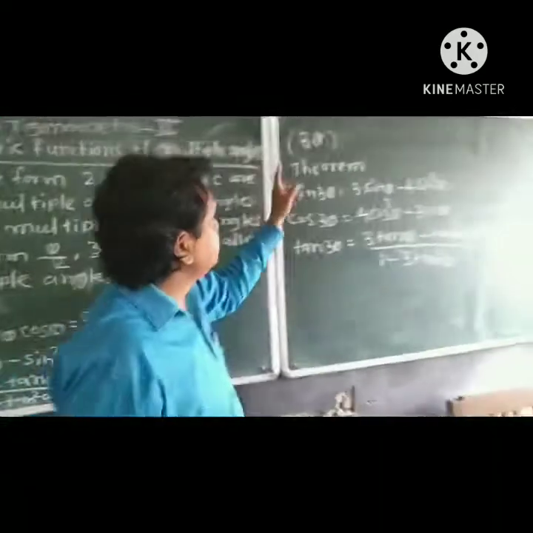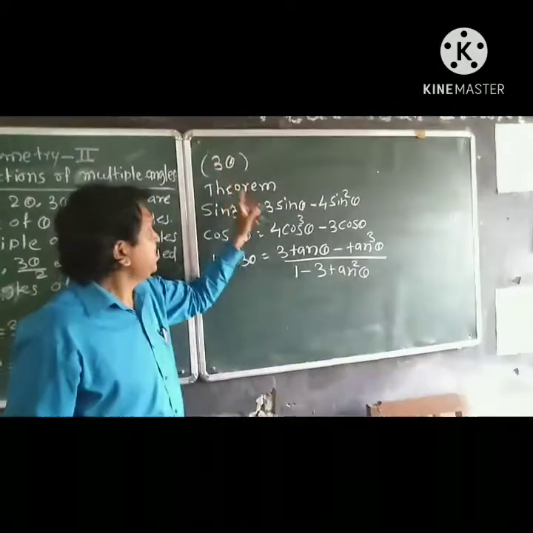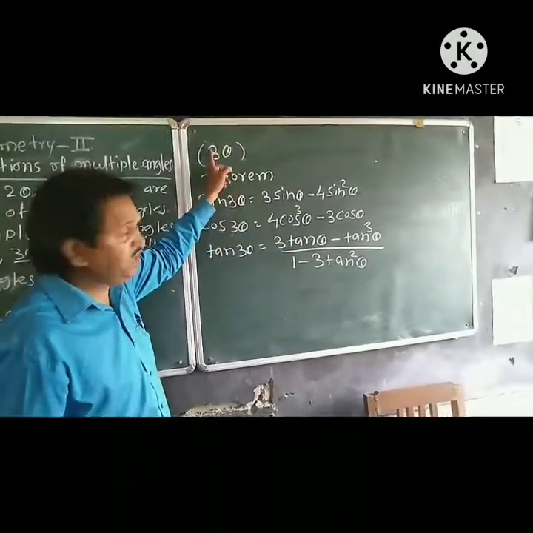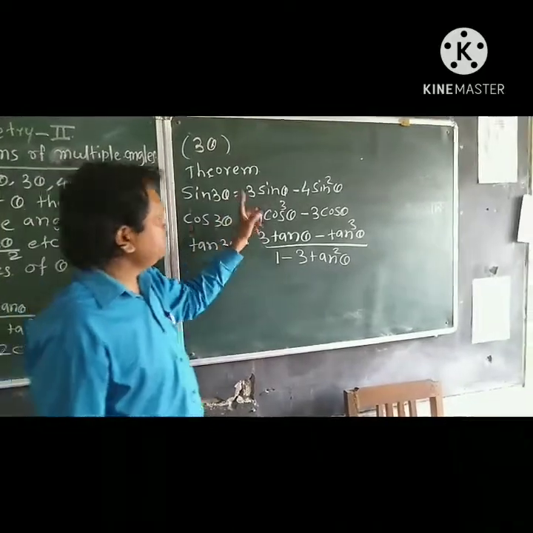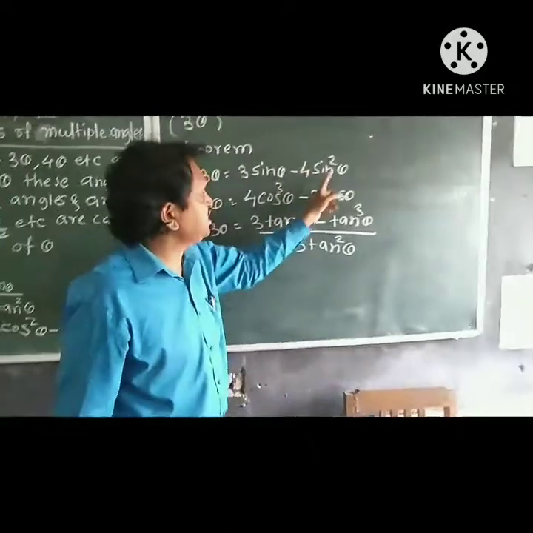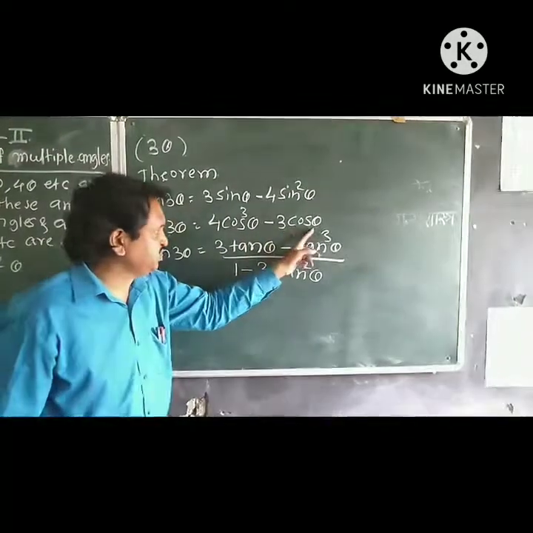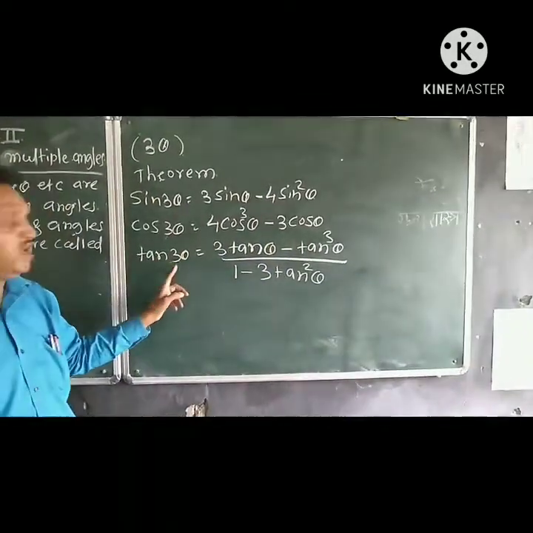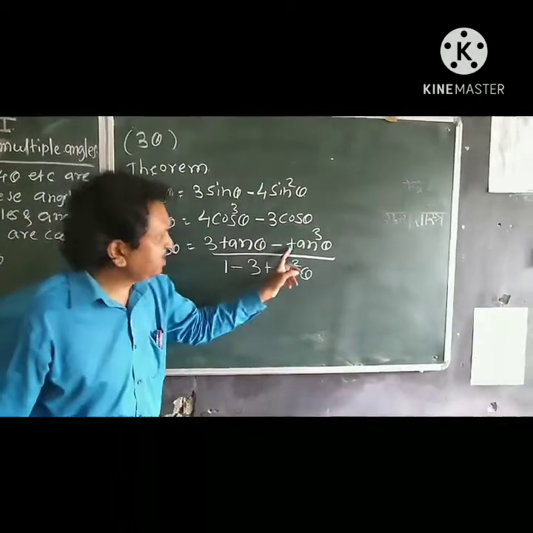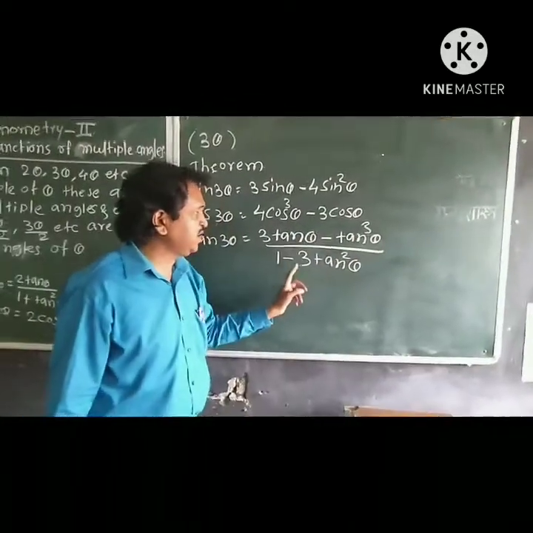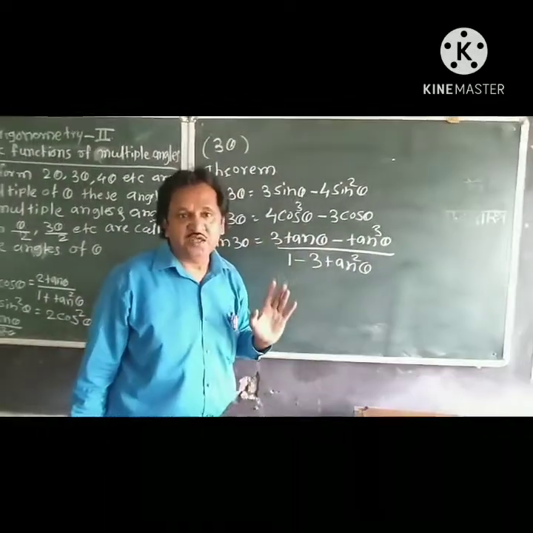Again, 3 theta, the triple angle functions. Sin 3 theta is equal to 3 sin theta minus 4 sin cube theta. Cos 3 theta is equal to 4 cos cube theta minus 3 cos theta. And lastly tan 3 theta is equal to 3 tan theta minus tan cube theta upon 1 minus 3 tan square theta.